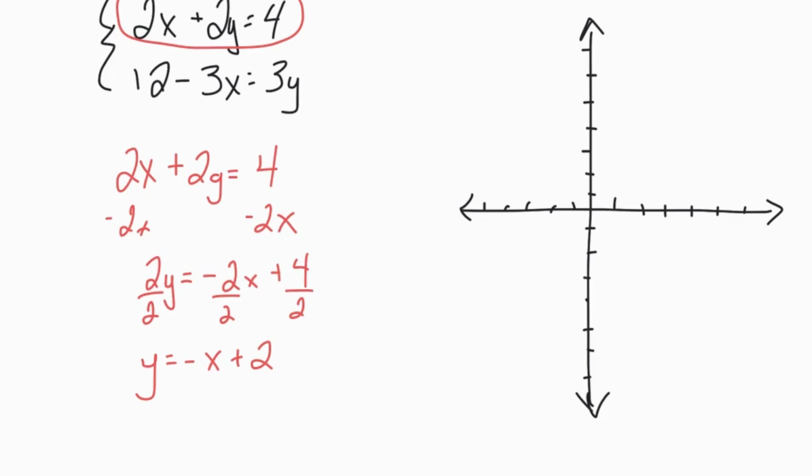So we'll put that on the back burner for right now. Actually, let's graph it. Let's go +2, and then a slope of -1, so it's down 1, right 1, down 1, right 1, down 1, right 1, or I can go up 1, left 1, up 1, left 1. I didn't quite go through all those points, but I have the line.